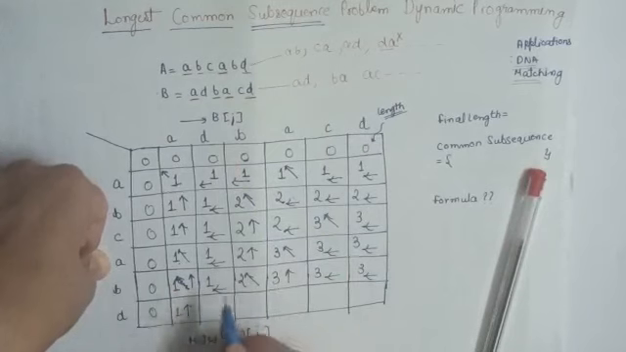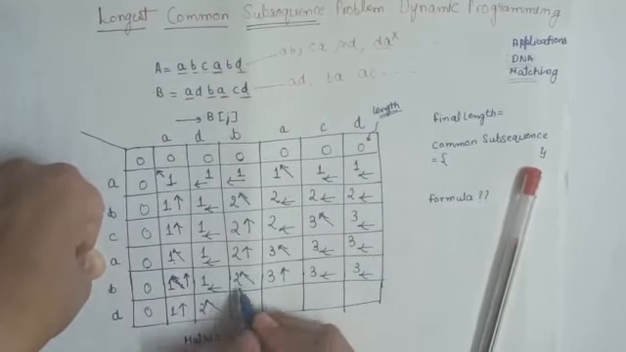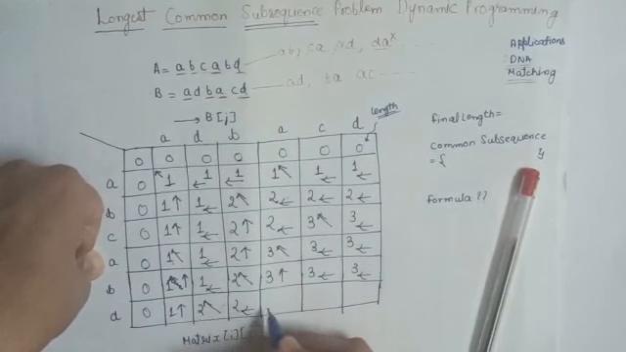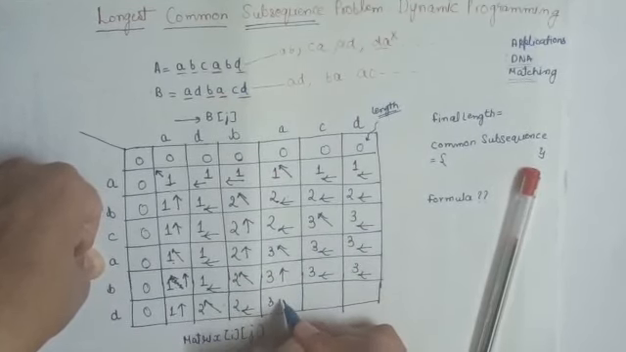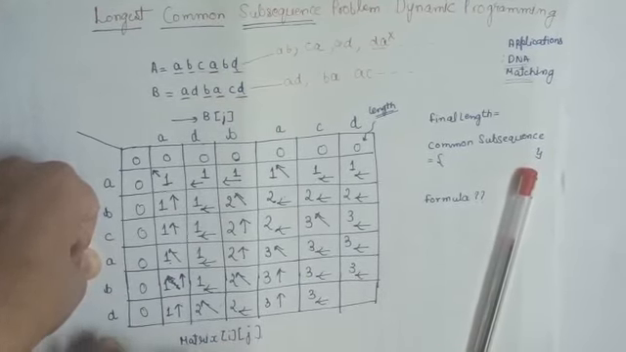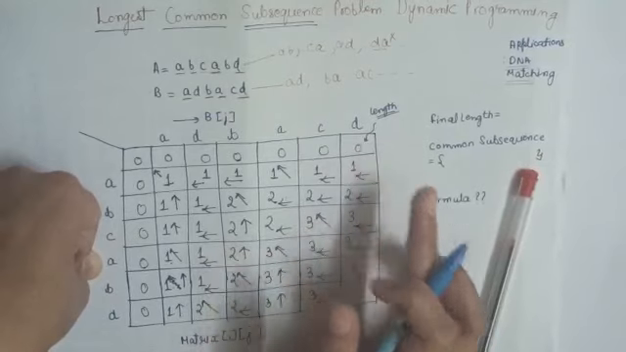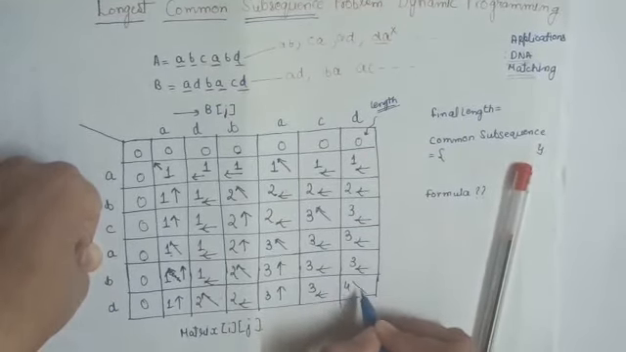Both are same, so diagonal plus 1, arrow diagonally. Both are different, so maximum of 2, and arrow this way. Again both are different, so arrow upwards. Both are different, so arrow this way. Both are same, so what we have to do is 3 plus 1, 4, arrow this way.